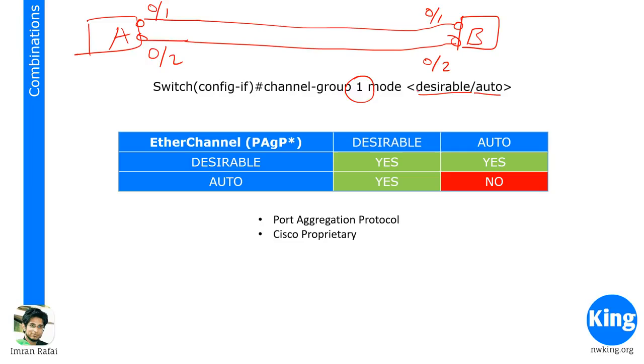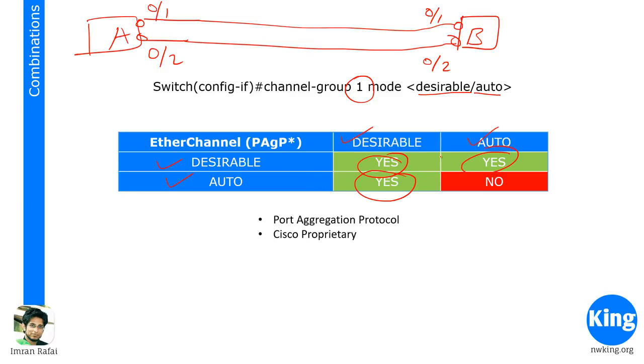So let's say you use desirable. One side you say desirable. This, let's say, is one side and the other side. So if you use desirable on one side and desirable on the other side, the port channel will come up. If you use auto on one side and desirable on the other, the port channel will come up. If you say desirable and auto, the port channel will come up.